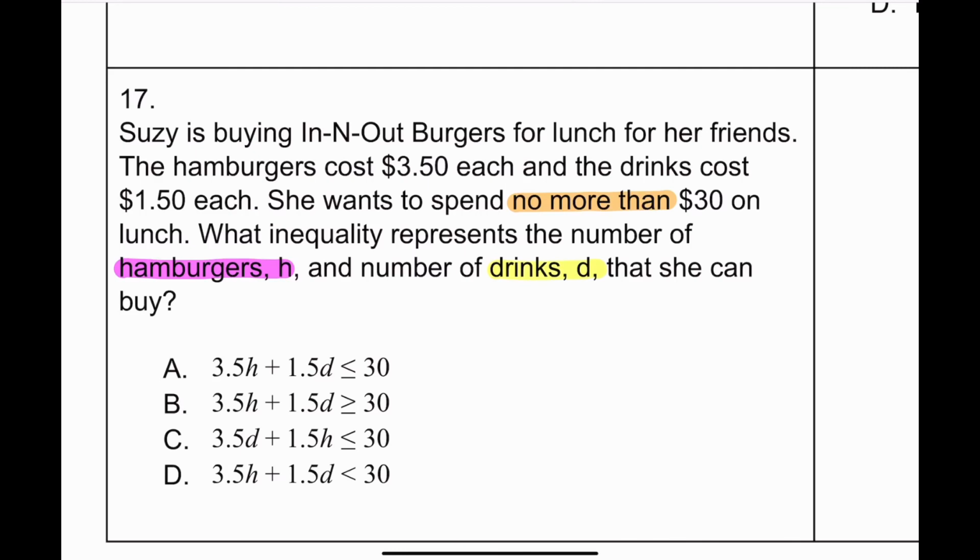So first we need to recognize that this is an inequality, and she wants to spend no more than $30. That means she can spend $30, but nothing higher than that, only something lower than that. So this is going to be a less than or equal to inequality. So the total amount spent needs to be less than or equal to $30.